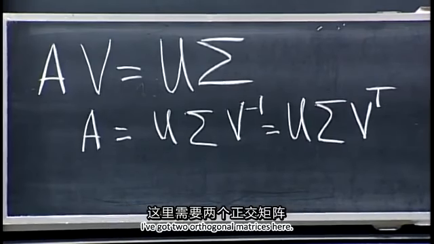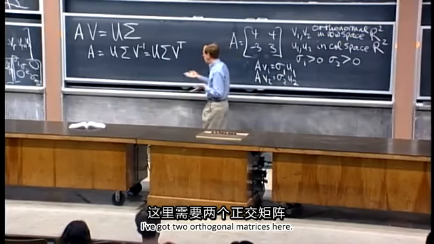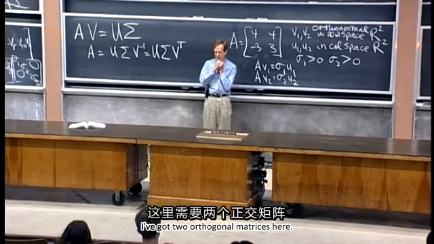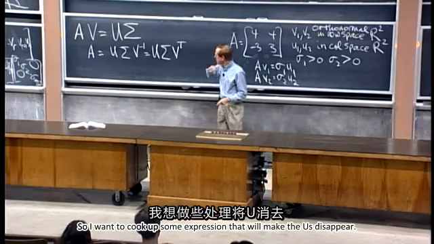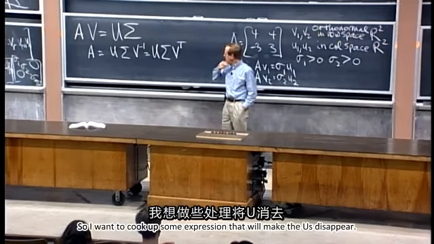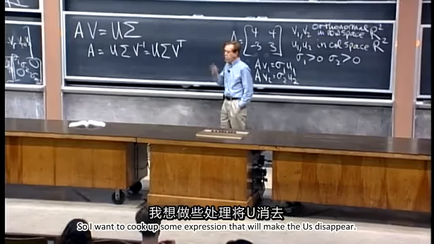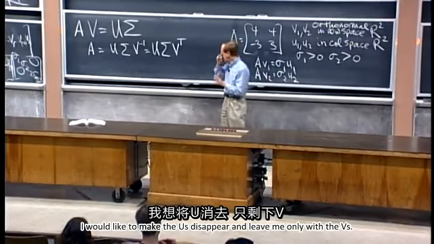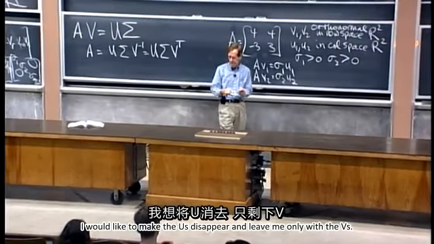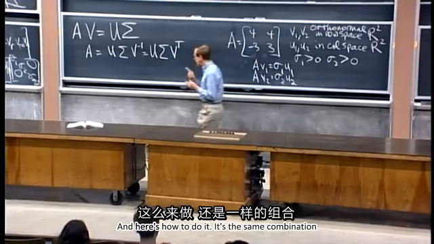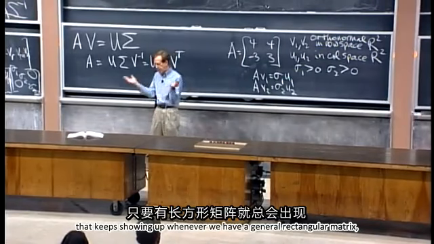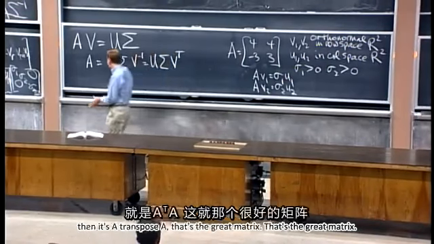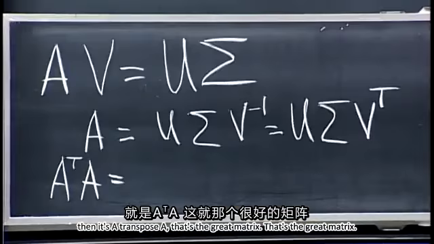Here's my problem. I've got 2 orthogonal matrices here. And I don't want to find them both at once. So I want to cook up some expression that will make the U's disappear and leave me only with the V's. And here's how to do it. It's the same combination that keeps showing up whenever we have a general rectangular matrix. It's A transpose A. That's the great matrix.